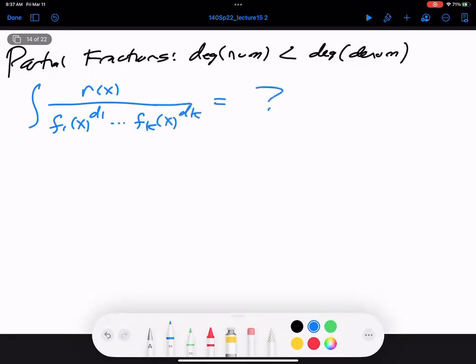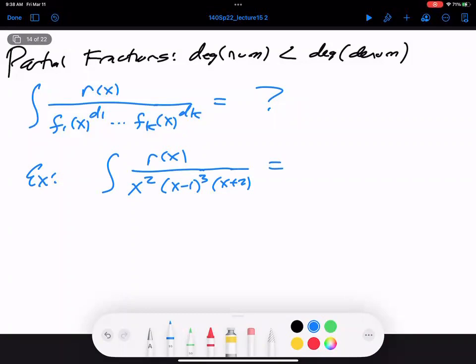What is this? I didn't write down the general form, but I would rather just write it down in a few special cases and hope that you can see the pattern rather than overwhelm you with a tremendous amount of notation. So here, I've got a bunch of factors, maybe k factors, and each one occurs to a different power. So for example, let's say I give you the integral of R of x over x squared, x minus 1 cubed, x plus 2.